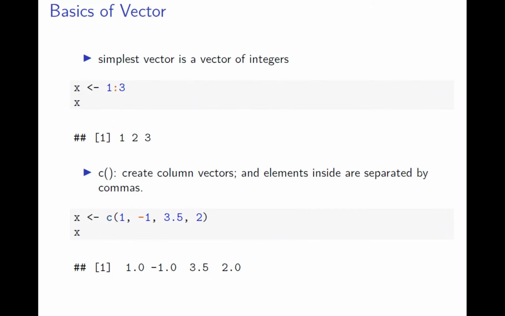If you want more freedom, and you don't want just 1 up to 3, then you use c(). This is the standard way of creating a column vector; by default, a vector is a column, as is standard in MATLAB. Every element is separated by a comma. If you put an L there, that will be an integer vector. But now we don't want an integer vector because here we have 1, -1 and 3.5, so we have numeric. When there's a numeric, everything becomes numeric. That's how you define a vector.